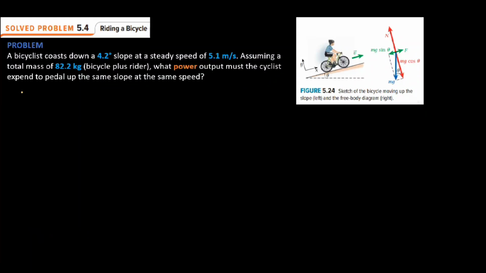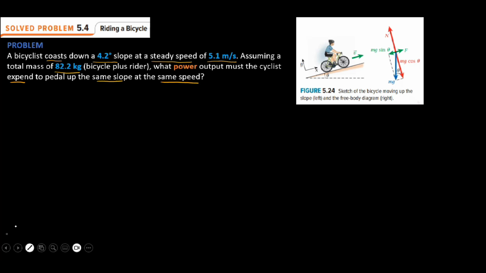In this video, we are going to discuss solved problem 5.4, riding a bicycle. The problem says a bicyclist goes down a 4.2 degree slope at a steady speed of 5.1 meters per second. Assuming a total mass of 82.2 kilograms, bicycle plus rider, what power output must the cyclist expend to pedal up the same slope at the same speed?